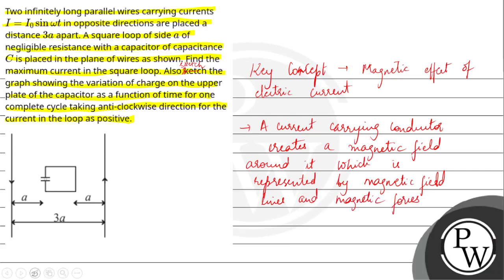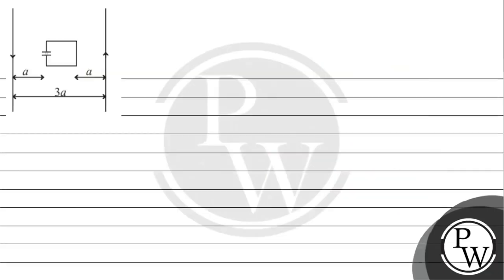To solve this question, first we will modify this figure a little and take another figure. So let us say we consider a small element dx which is at a distance x from the left side of the left wire. This is current I, this is also current I.